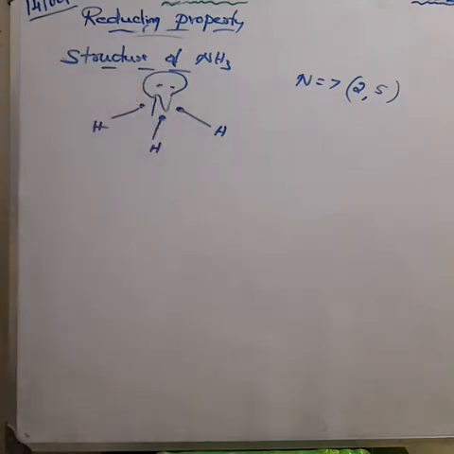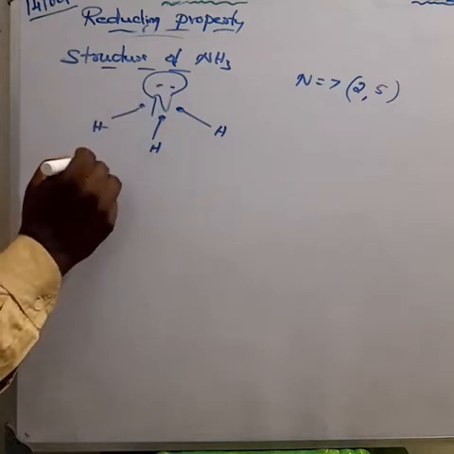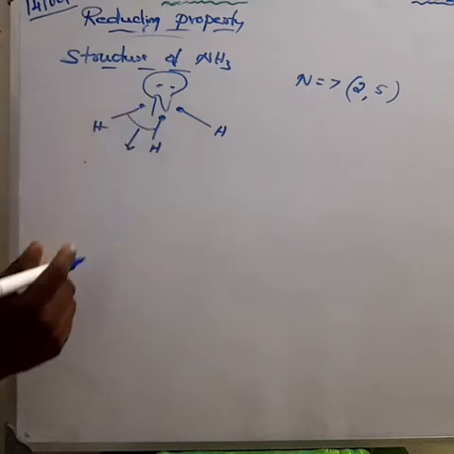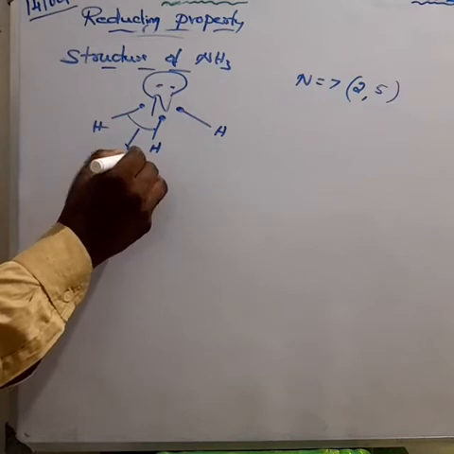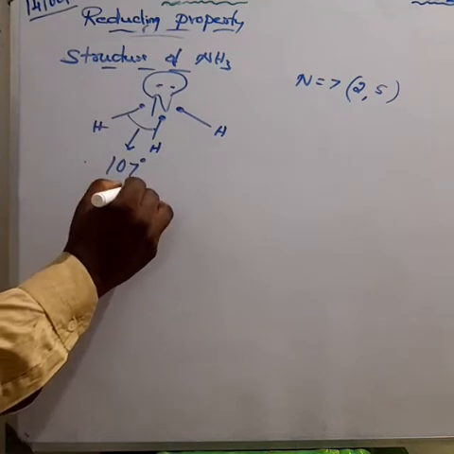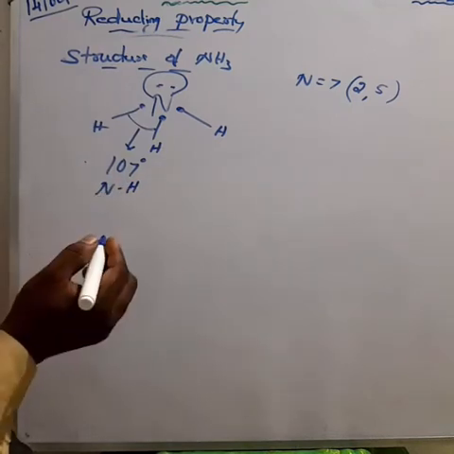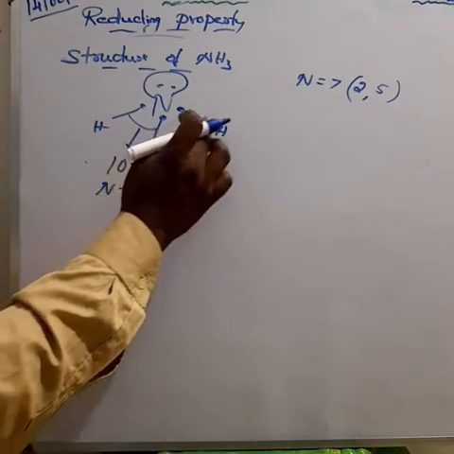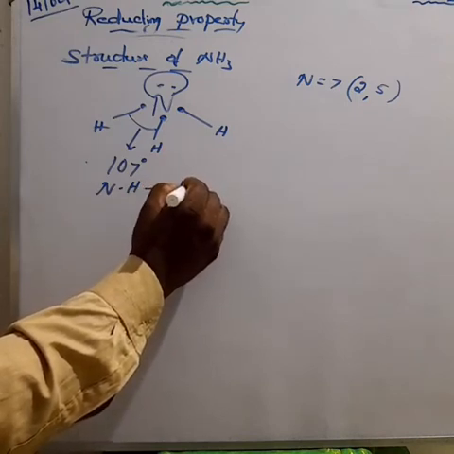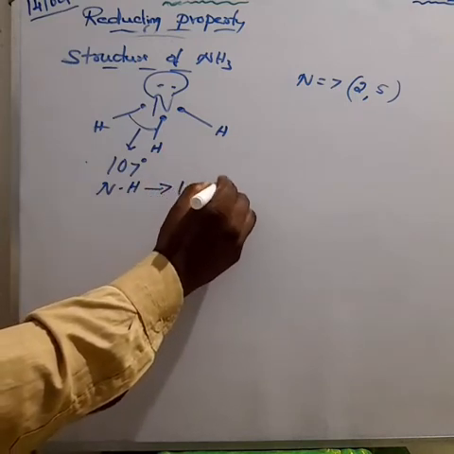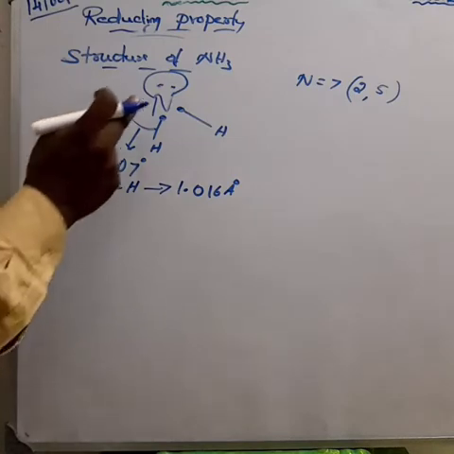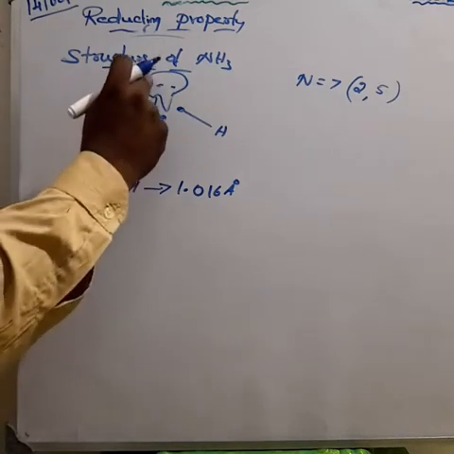Anyhow, one of the important points, what is the bond angle between one hydrogen atom and another hydrogen atom? 107 degrees. And about nitrogen-hydrogen, here having the bond distance. Nitrogen-hydrogen bond distance is 1.016 Angstrom units. Here ammonia has a pyramidal shape.